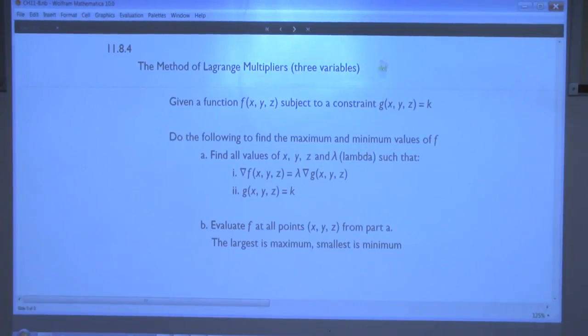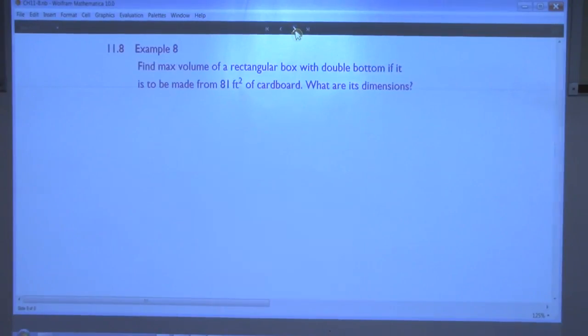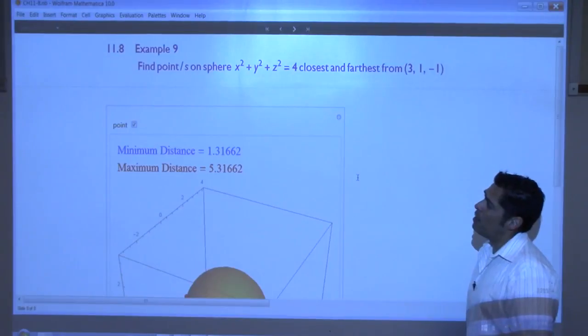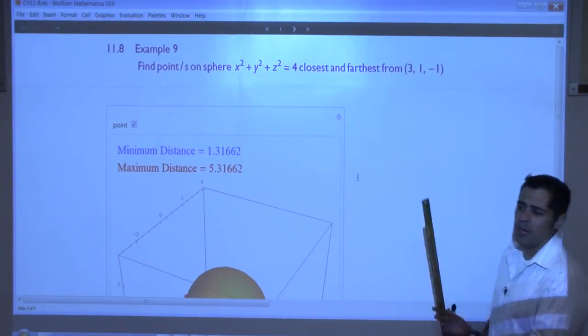So I thought the good example to start would be to do a word problem. And I'm going to do this one right here. So the question is, find the point or points on the sphere x squared plus y squared plus z squared equals 4 that are closest and farthest from this point.